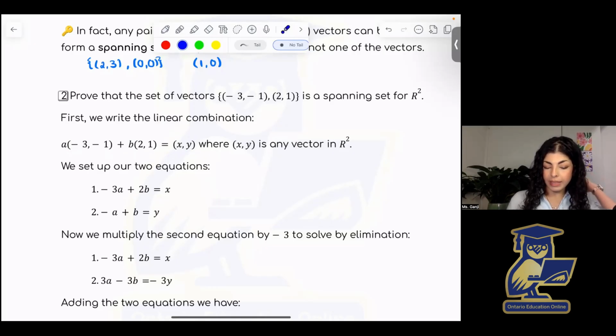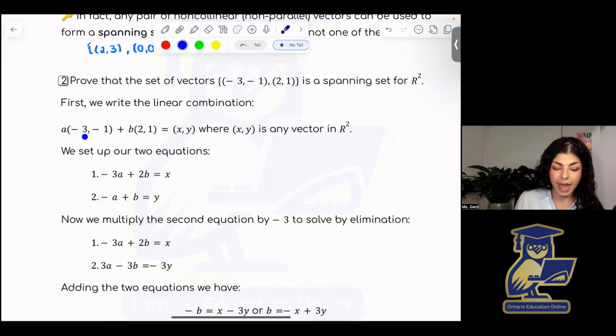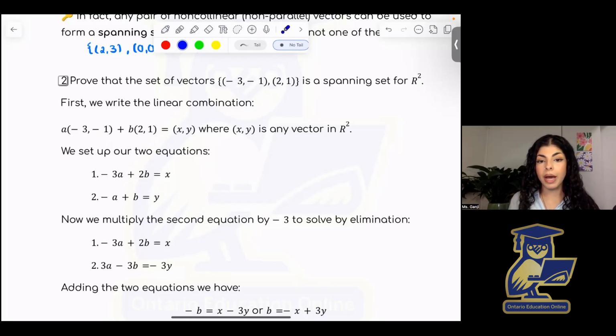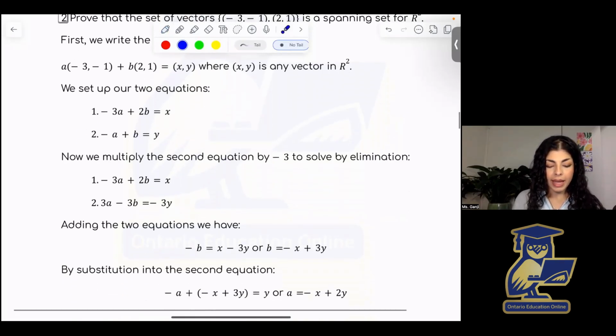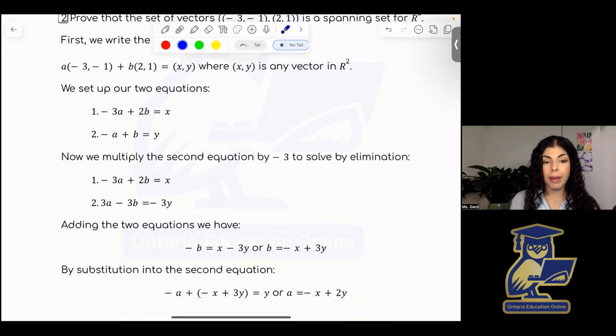So we set this up as our two equations the same way we did above. So here what I have is -3a plus 2b, which is equal to my x component. And then here I have -a plus b, which is equal to my y component. So I'm going to follow the same process as above. I want to multiply by a scalar so that I can apply the procedure of elimination. So multiplying the second equation by -3, I end up with 3a minus 3b, which is equal to -3y. And again, don't forget to multiply on the left hand and right hand side.